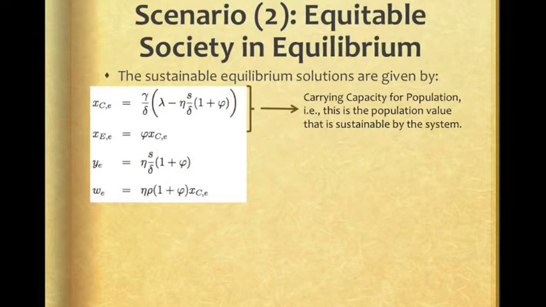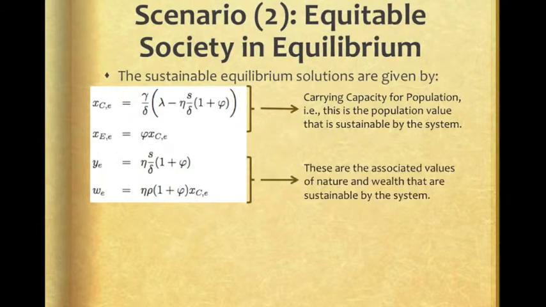So these two are these two together. If you add these two, then you get the carrying capacity for population, and this is the population value total, commoners and elites, that is sustainable by the system. Okay, and then in turn, these other two will give you the associated values of nature and wealth that are sustainable by this system. This parameter phi that appears here, which is new, is a ratio of the initial elites to the initial commoners.